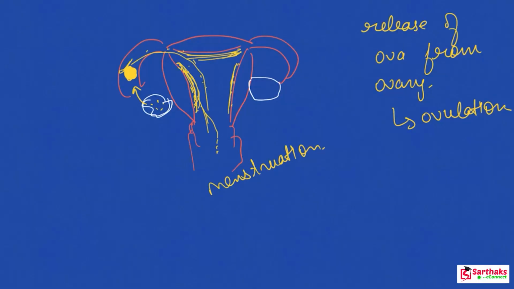Menstruation usually occurs 14 days after ovulation, and usually it lasts for 3 to 5 days. Got it? Clear? So this cycle goes on after each and every 28 days.